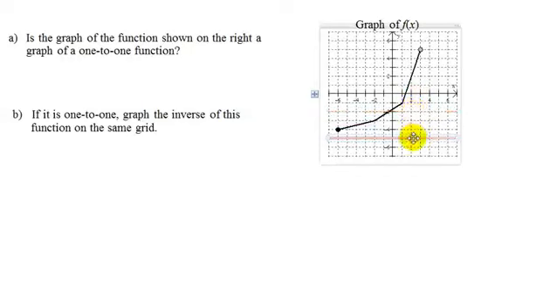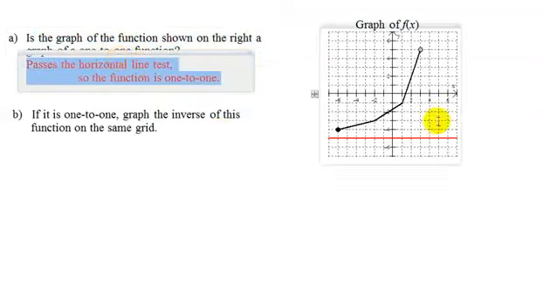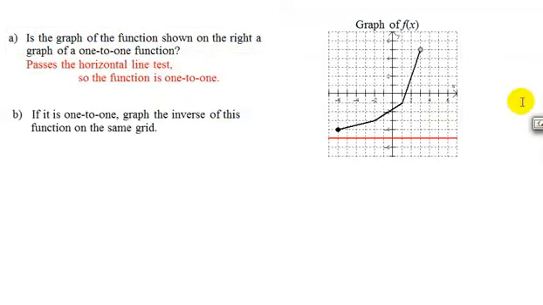and if I move it even further down, notice it crosses it no times. So for any horizontal line I could draw, it's only going to cross the graph at most one point. Therefore, this is the graph of a one-to-one function because it passes the horizontal line test. So now I know it's one-to-one. If it's one-to-one, the inverse also has to be a function. And now I've got to graph the inverse on the same grid.